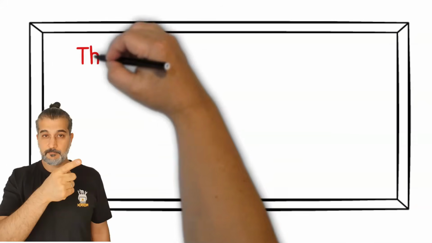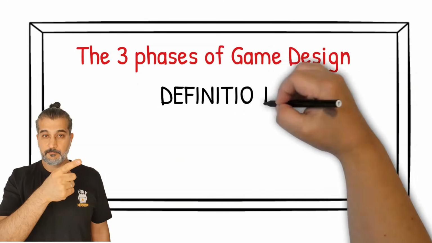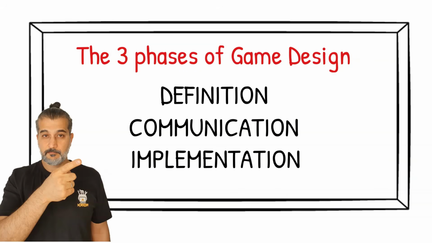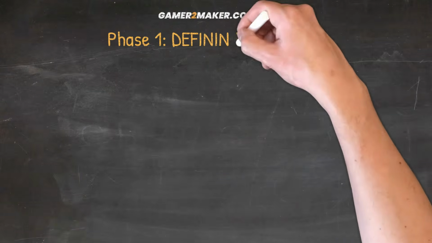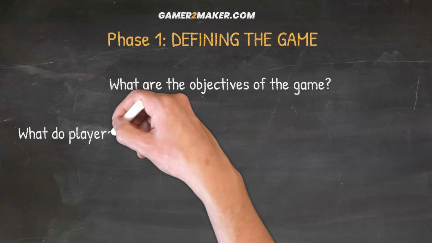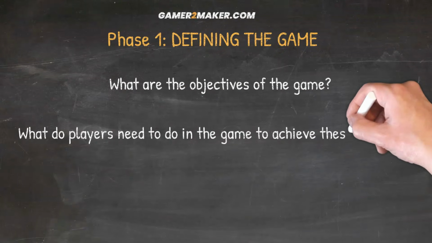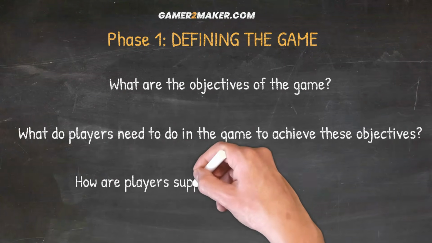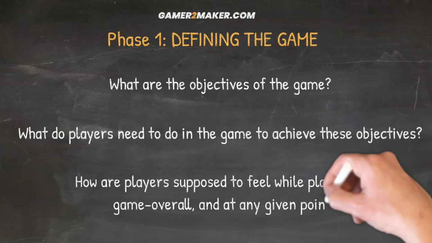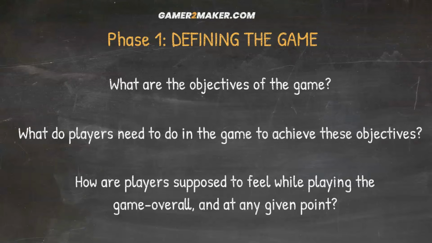So in the Gamer to Maker method, I teach my students that there are three distinct phases of game design: definition, communication, and implementation. Now I'm going to talk about these three phases. The first phase is definition, and that is the process of answering the following questions. The first question is, what are the objectives of the game? The second question is, what do players need to do in the game to achieve these objectives? And the third question is, how are players supposed to feel while playing overall and also at any given time?